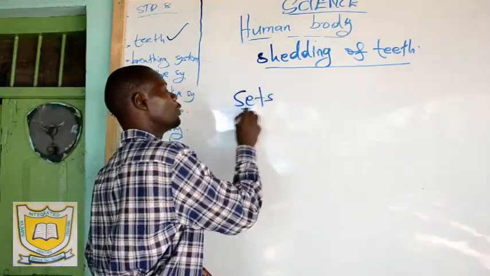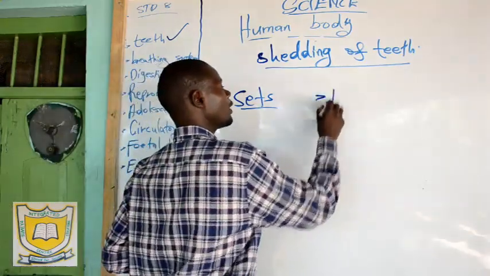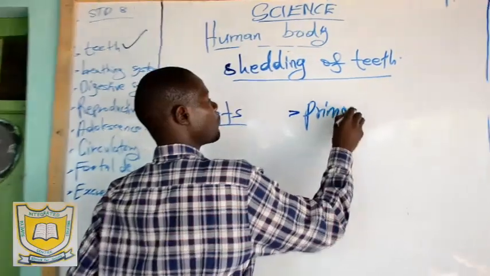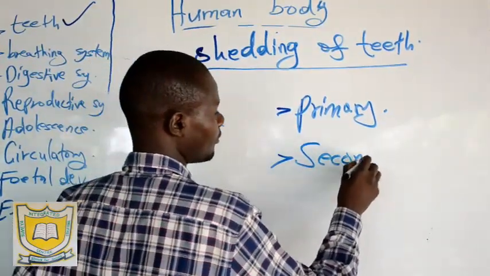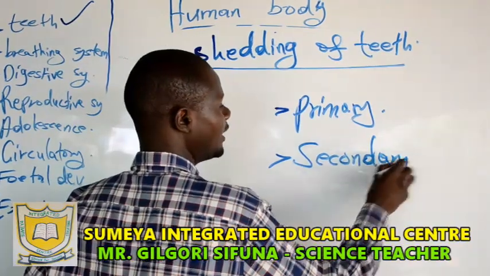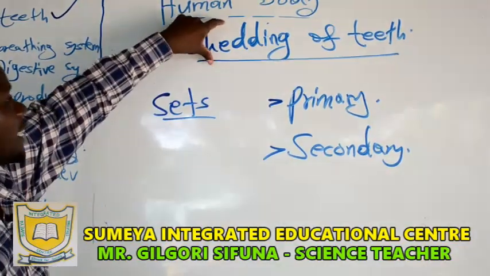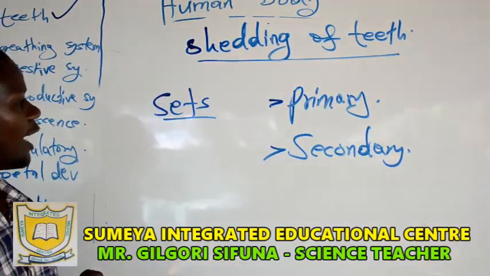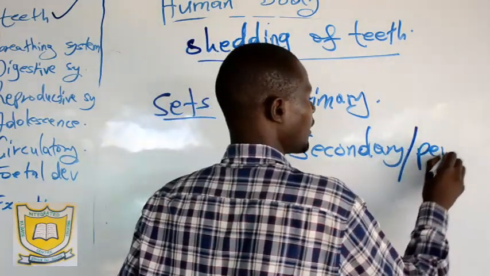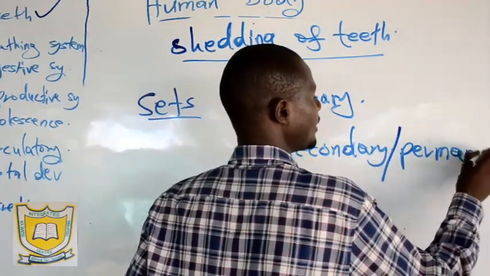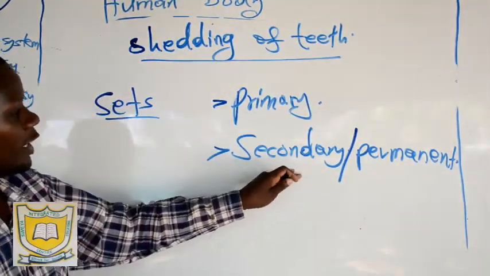Now here is when we talk about the sets. We have 2 sets of teeth. The first one we call the primary set of teeth, and we have the secondary set of teeth. Now the primary set of teeth are the ones which are shed, but the secondary are also known as permanent. These are not shed. So you can call the second set of teeth secondary or permanent.